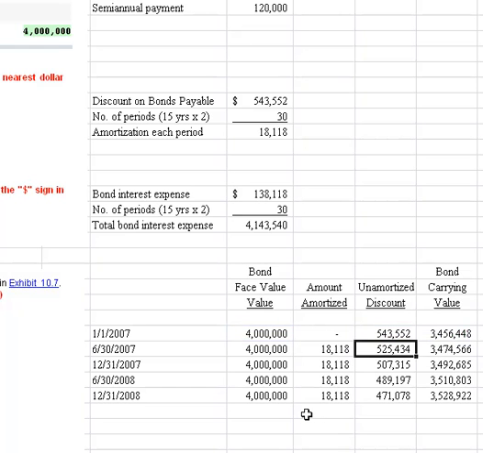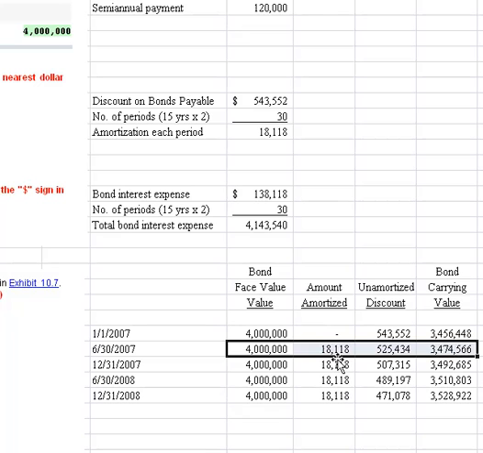So the carrying value is going to be equal to $4 million less the unamortized discount. Then when we go into the next period, we know we're going to amortize $18,118, which we calculated here. To calculate the unamortized discount, you take the balance of the discount account from the previous period and subtract out the amount you're amortizing. When we do that, we get a decreasing discount balance, and then the bond carrying value is the face value less the discount. So you see that the bond carrying value will increase over time.